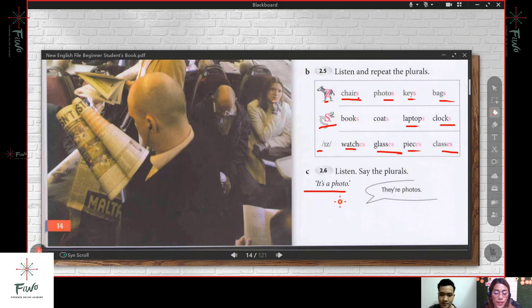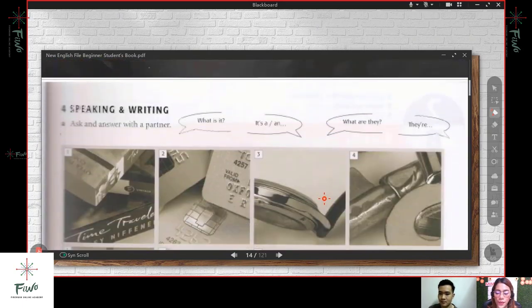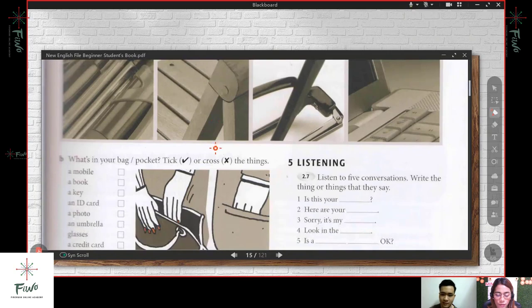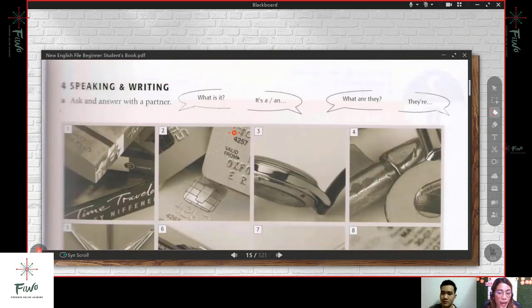It's a photo. How about here? There are photos. Good. So, okay, here. Speaking and writing. Ask and answer with a partner. So, I want you to guess. What is it? Or what are they?